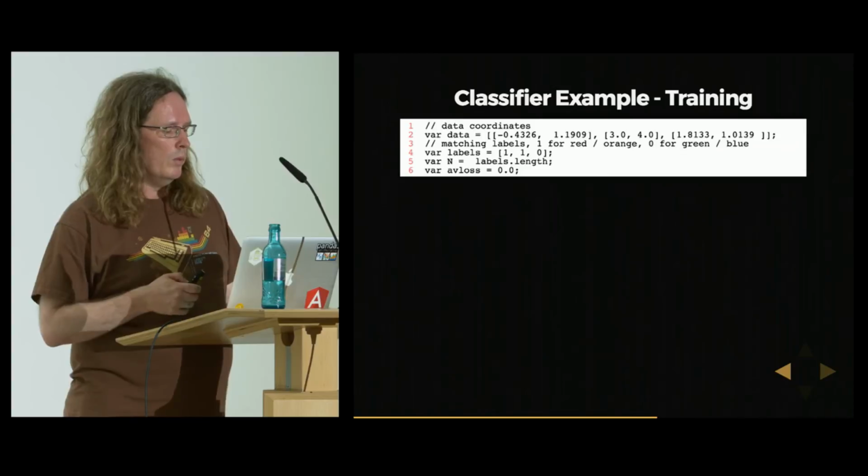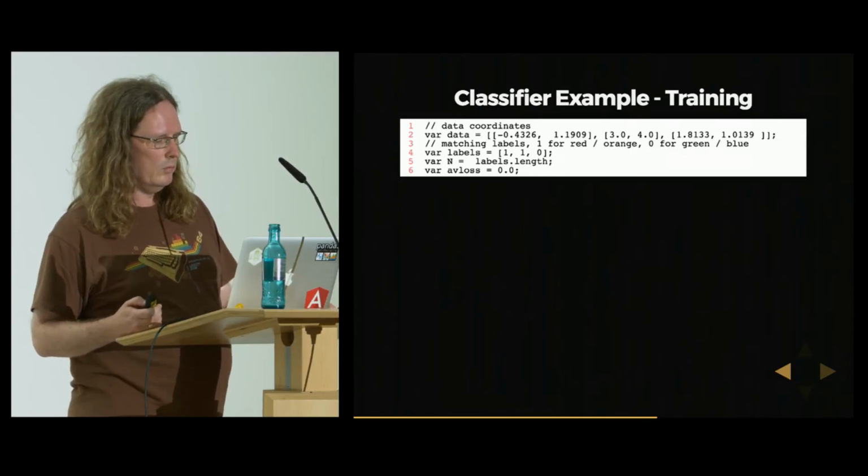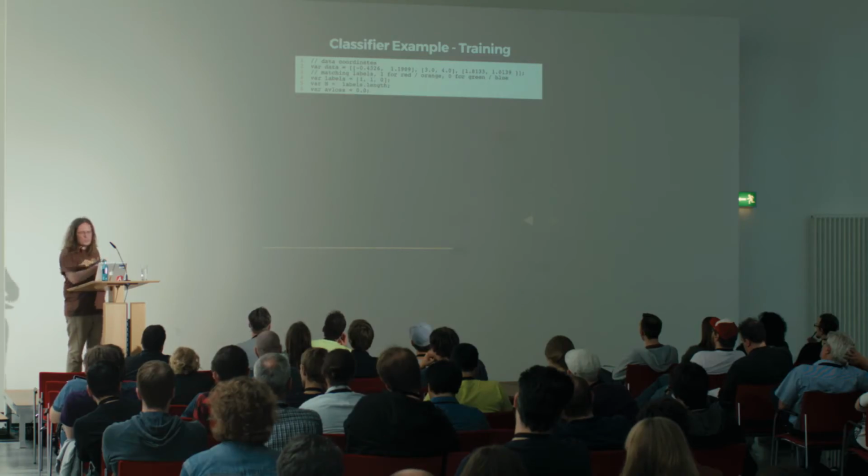Okay, what do you have in line 2? We have all the data points that I use for training. So those are coordinates. And in line 4, I have the labels. So the first thing, this thing, it gets a label 1. This gets a label 1, and this gets a label 0. And this is for training. So this is what I know.